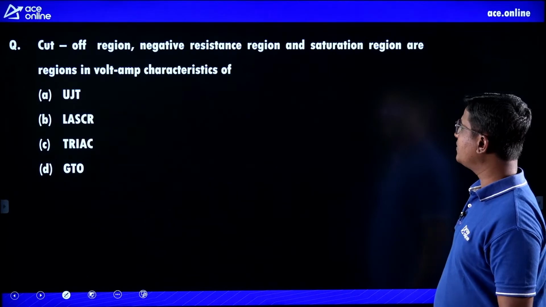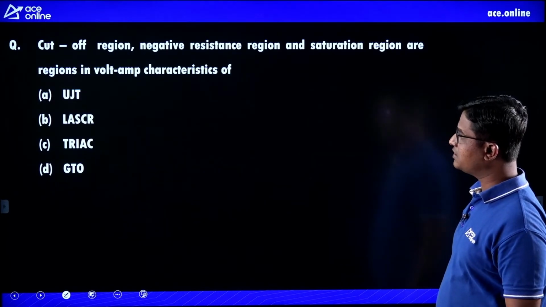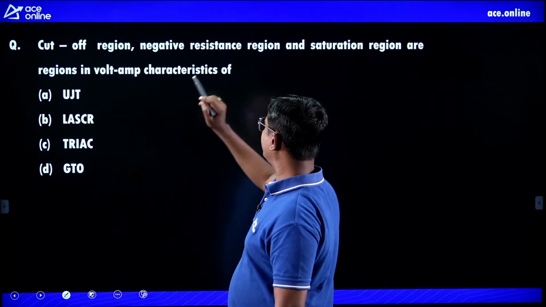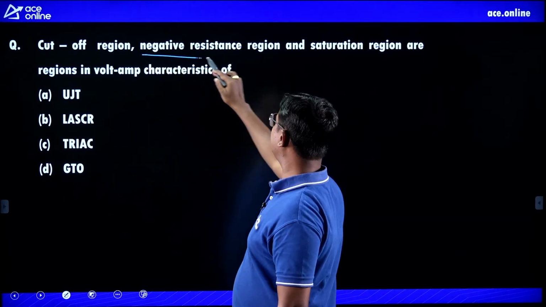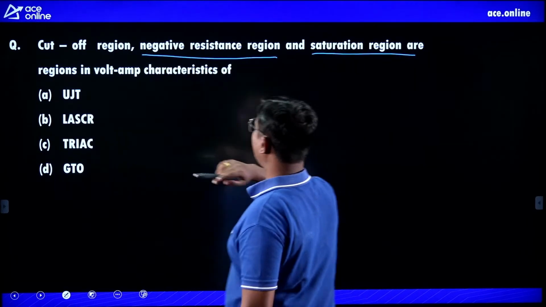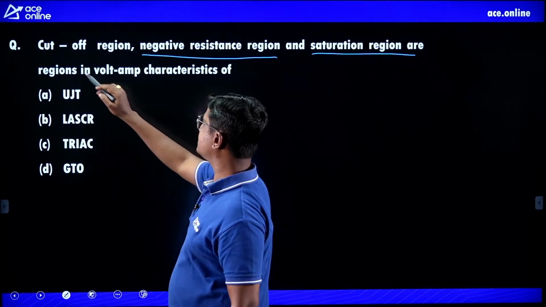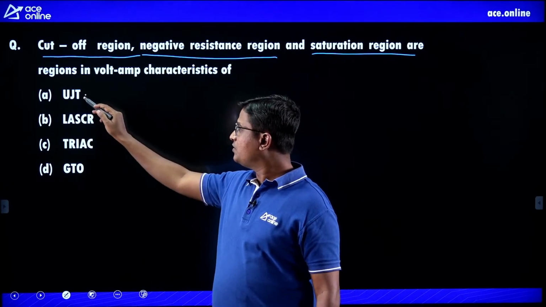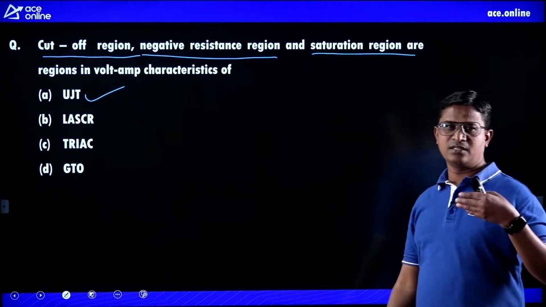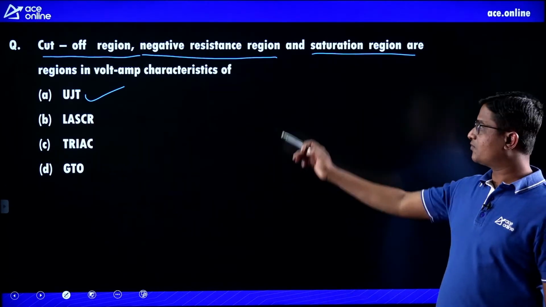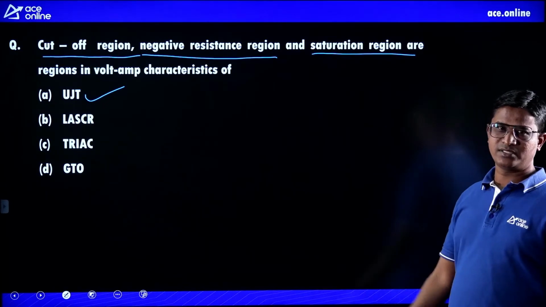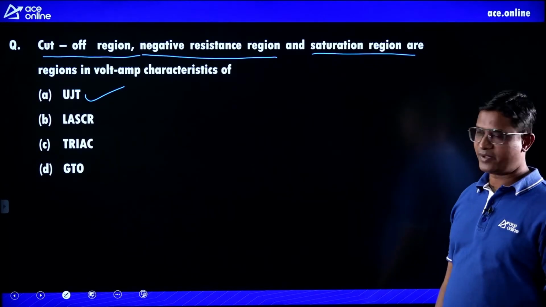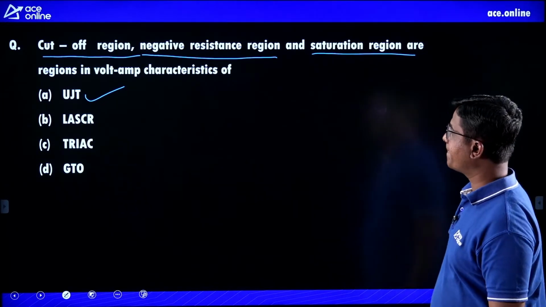Cutoff region, negative resistance region and saturation region are regions in the volt-ampere characteristic of which device? Negative resistance region is present only in the case of the unijunction transistor. Please refer to the VI characteristic of the UJT. In that we have the negative resistance region as well, whereas in all other devices there is no negative resistance region. So the correct answer is option A.